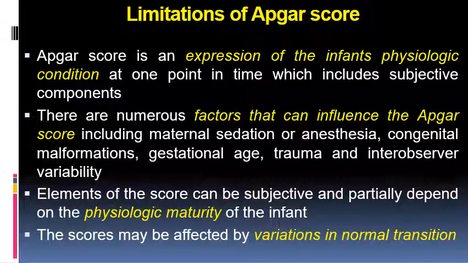The next limitation is that elements of the score can be subjective and partially depend on the physiological maturity of the infant. So maturity also plays a vital role, because definitely in lower birth weight babies or preterm babies, this maturity is not going to be seen. So automatically the score is going to be very low in terms of LBW and preterm babies. So the scores may be affected by variations in the normal transition as well.